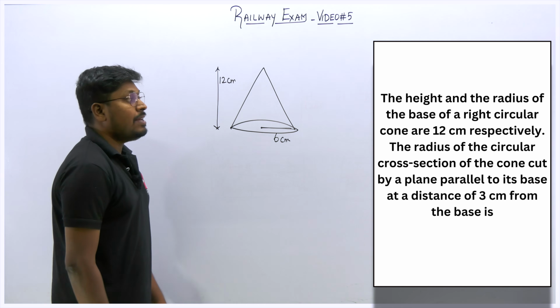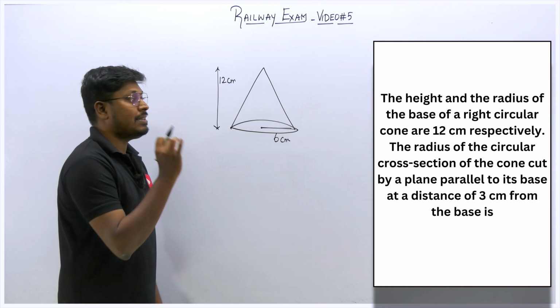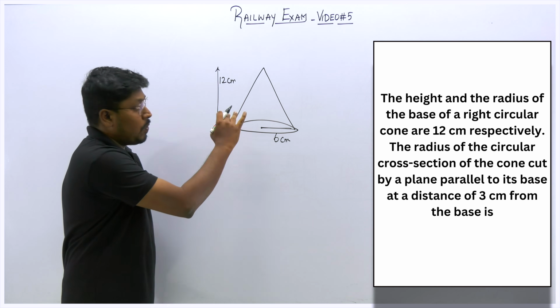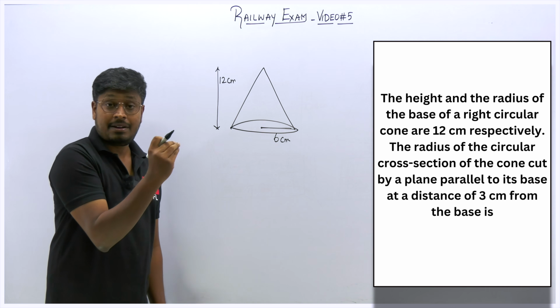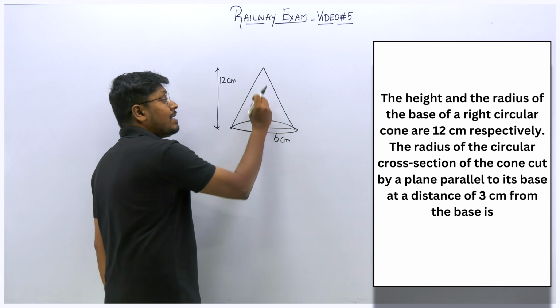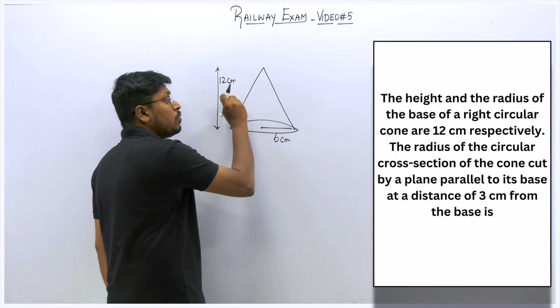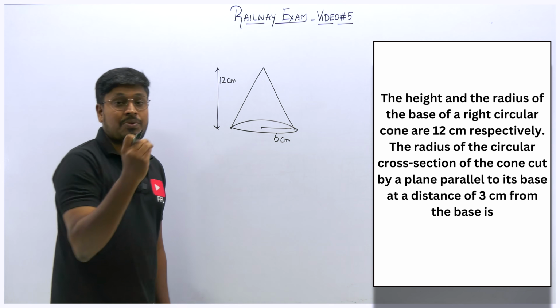And then the radius of a circular cross section of a cone cut by a plane. So they have cut the cone into two halves, right? But remember, whether it's category 1 or category 2, they didn't give you, right? They didn't mention that the cone has been cut into two equal halves. That point has not been given.